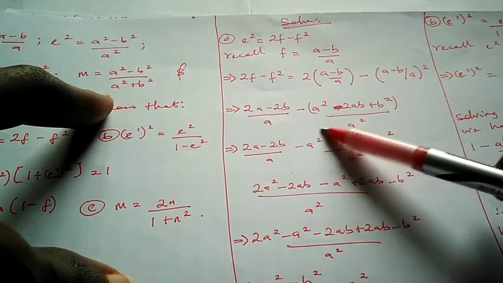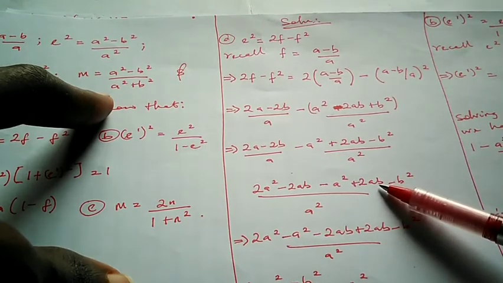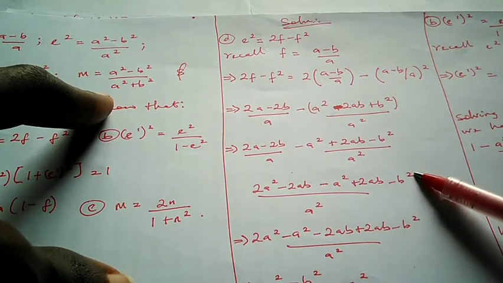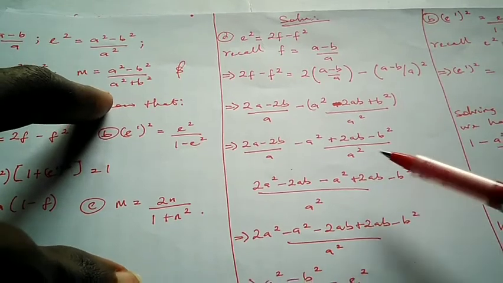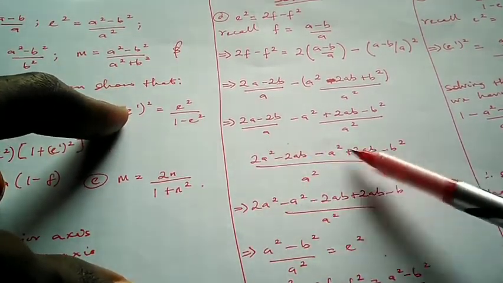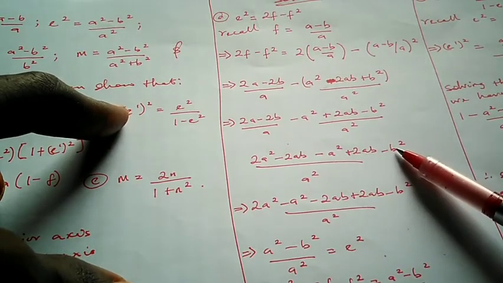So 1 multiplied by the whole of this, you still have the same thing here, which is minus a squared plus 2ab minus b squared. Hope you didn't miss any point. It's right. Now let's continue. So the next thing, now we are going to collect like terms. We have a squared, we have 2ab, and then we have b on its own.